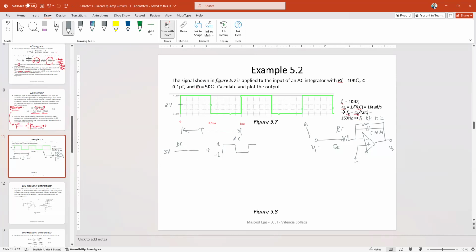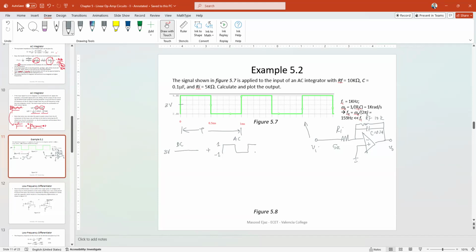Now on the right-hand side, you can see some calculation to show you that for the AC input, it will work as a true integrator because we are calculating the break frequency and comparing that break frequency by the frequency of the signal, which is 1 kilohertz. Since the time period is 1 millisecond, the frequency is going to be 1 kilohertz for this square wave. And then we calculate the break frequency, which is 1 over RFC, came out to be 1 kiloradian per second. And then when you convert that into cyclic frequency in hertz, then omega b over 2 pi is going to give you 159 hertz. 159 hertz is quite smaller than 1 kilohertz.